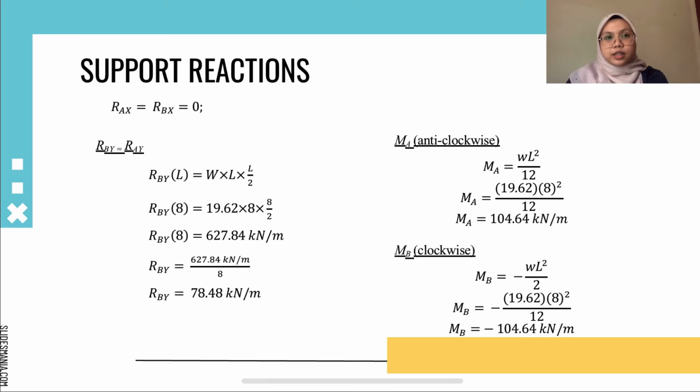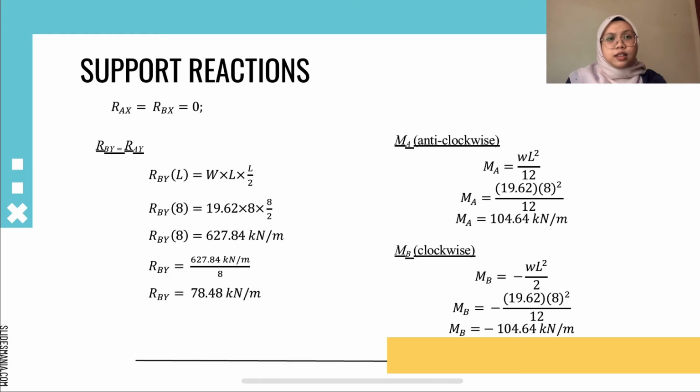Next is support reaction. The reaction at point AX is equal to the reaction at point BX, which is 0. The reaction at point BY is equal to the reaction at point AY, which is 78.48 kN per meter. Then the moment at point A is equal to the moment at point B, which is 104.64 kN per meter.